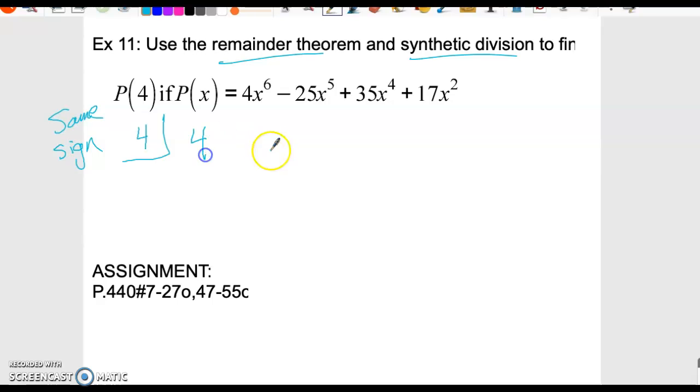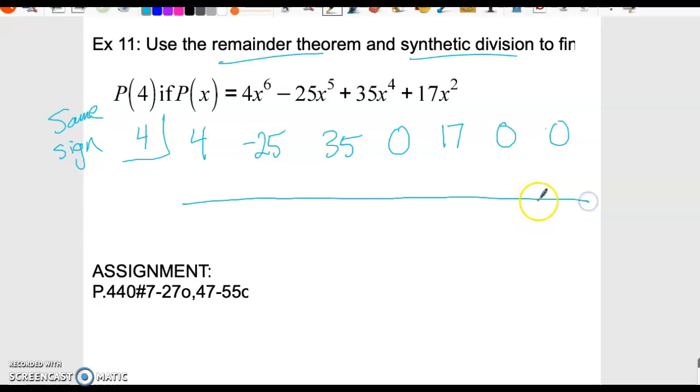So we have 4, -25, 35 to the 4th power. We need a 0 for the cubed. See how 6, 5th, 4th, 3rd. 17 for the squared power. We need a 0 for the 0x, and then we need one more 0 for the constant term. And the answer that we get will be whatever's in the remainder here.